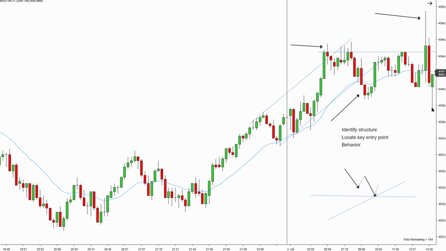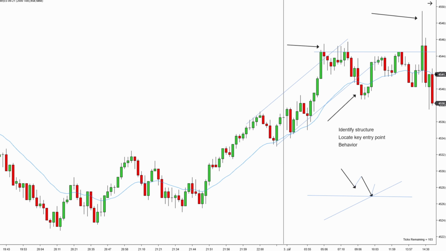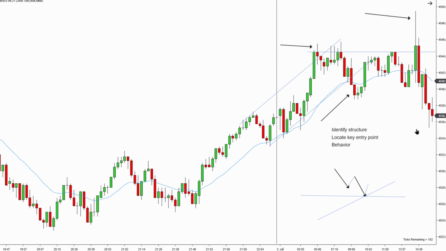And what do we have next? A big bullish bar, a big bearish bar, and another bearish bar. So what I need to do with the three factors: I'm going to identify the structure, which is looking bearish, as we're coming off the resistance. I'm going to locate the key entry point. I don't have enough price action to find a bigger pattern, so I need to just start by drawing the short-term trend lines. And I need to identify the behavior.